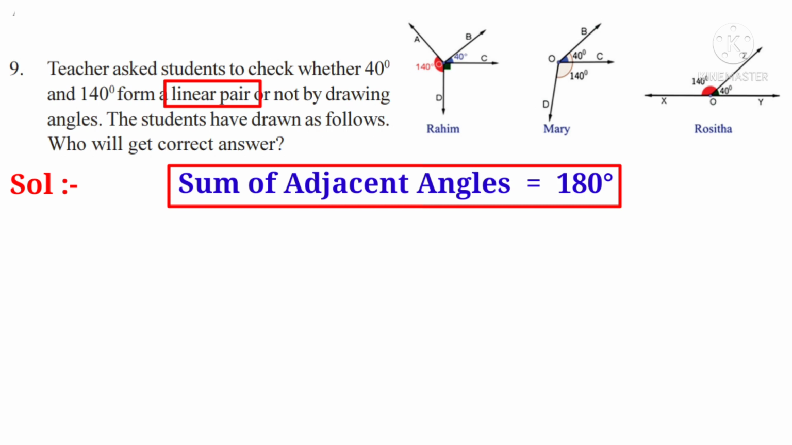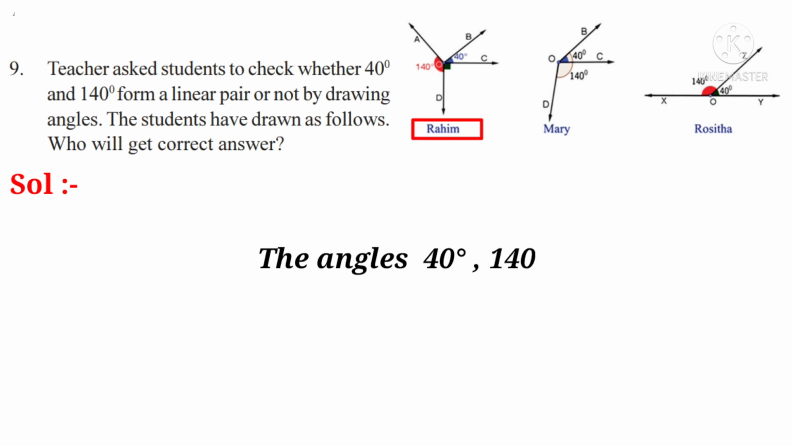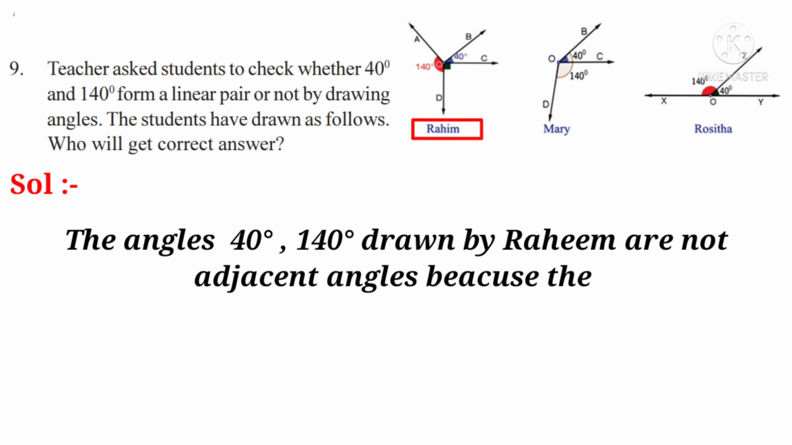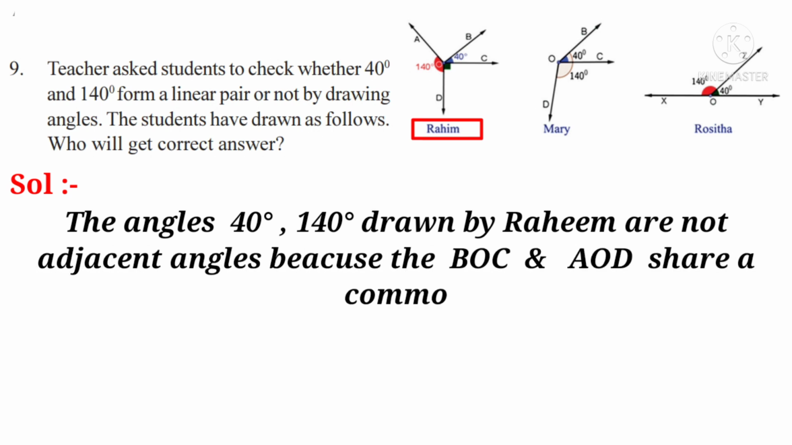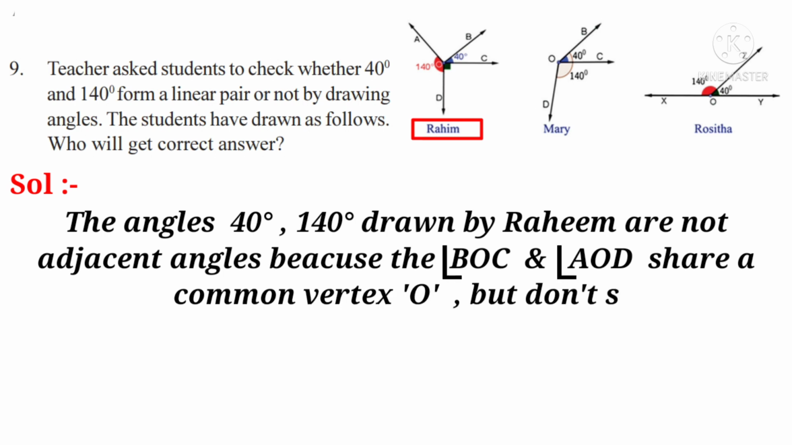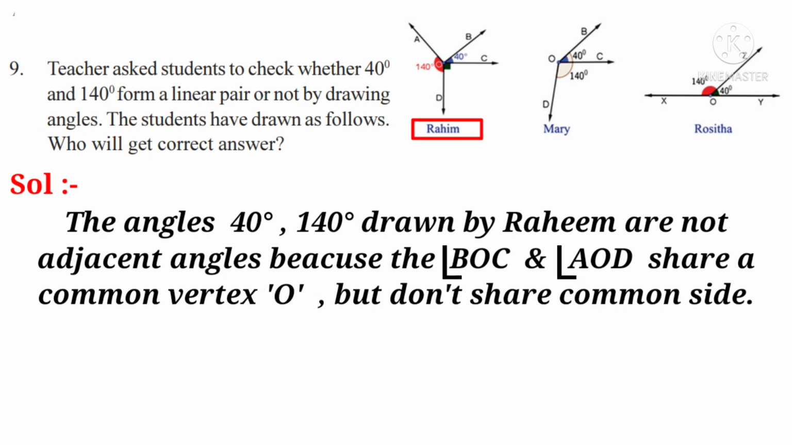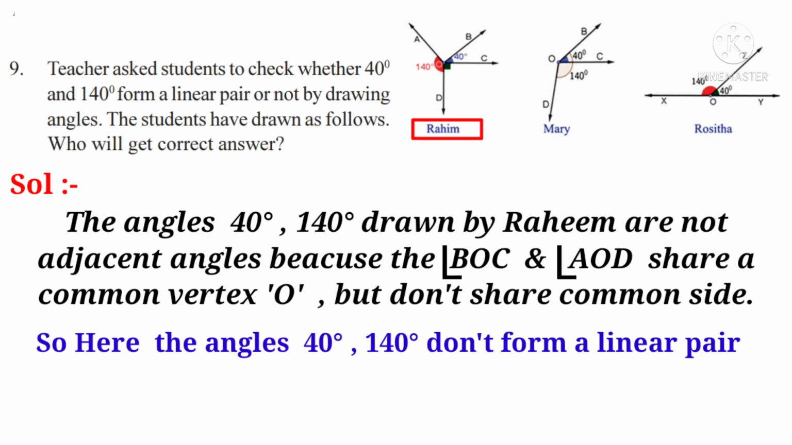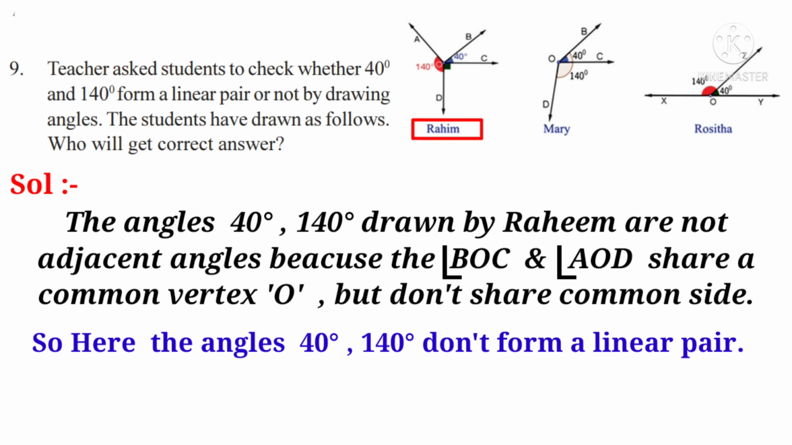Now let us observe the figure drawn by student Rahim. The angles 40 degrees and 140 degrees drawn by Rahim are not adjacent angles because angle BOC and angle AOD share a common vertex O but do not share a common side. So they are not adjacent angles and also they do not lie on the same line. So they do not form a linear pair. So the answer is incorrect.